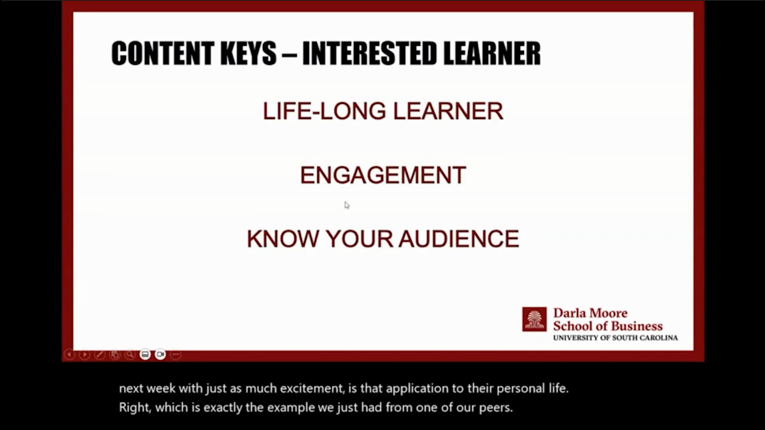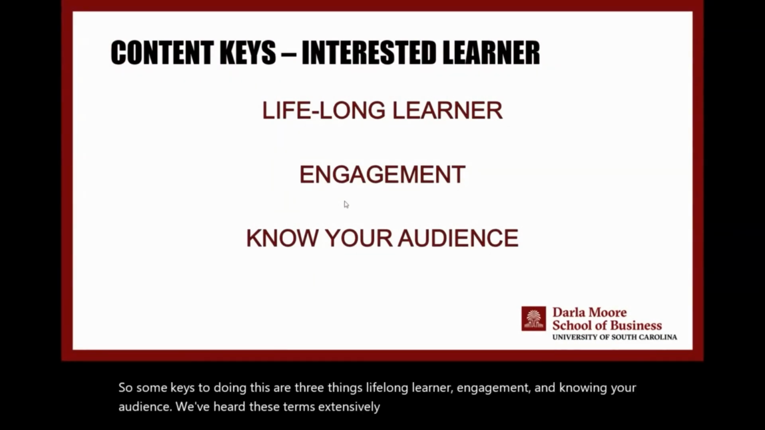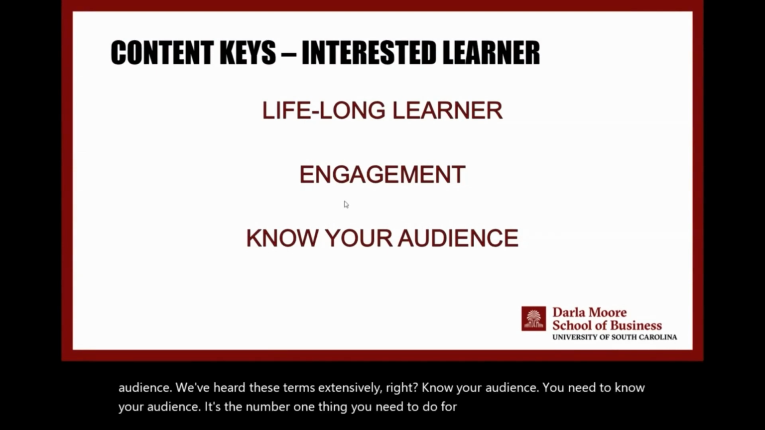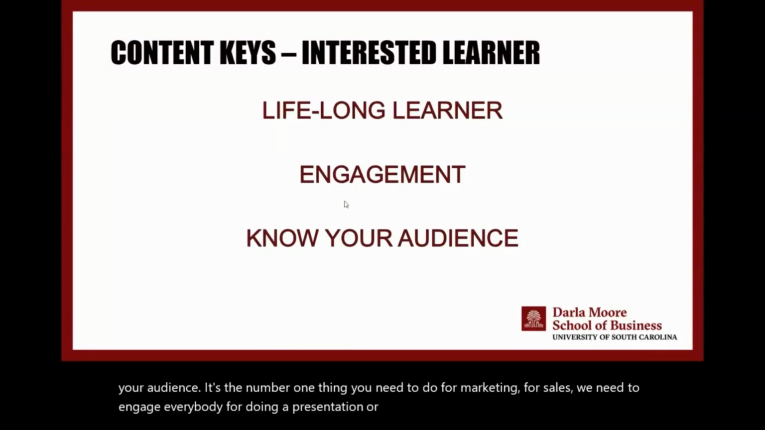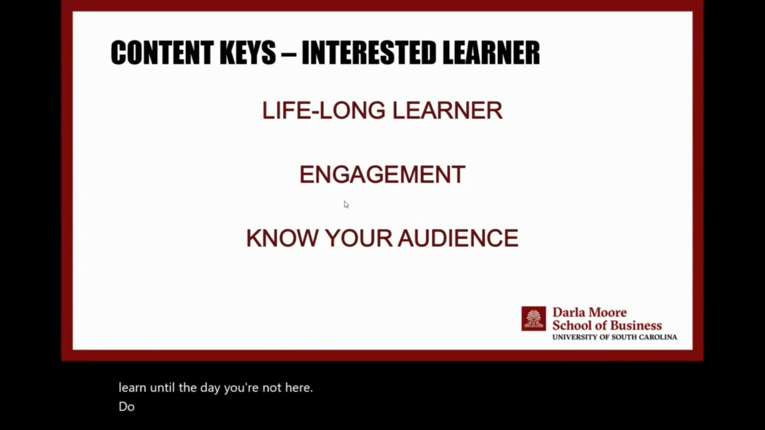So some keys to doing this are three things: lifelong learner, engagement, and knowing your audience. We've heard these terms extensively, right? Know your audience. You need to know your audience. It's the number one thing you need to do for marketing, for sales. We need to engage everybody if we're doing a presentation or for a teaching. And one of the most important things a person can learn in their life is lifelong love for learning, because you're going to learn until the day you're not here to do any more learning. Right? So those are the three keys.